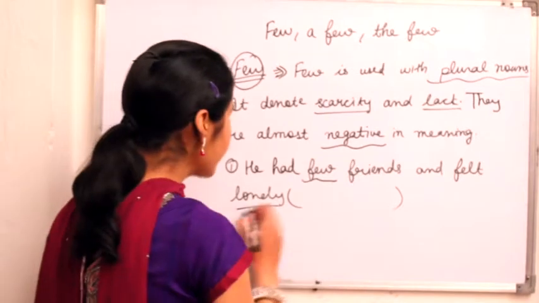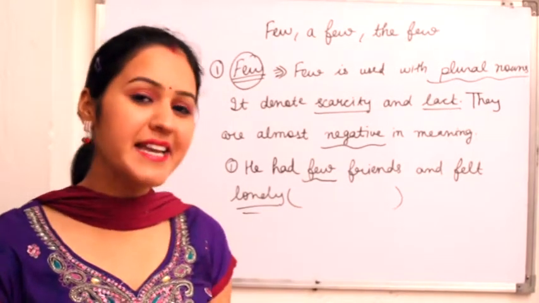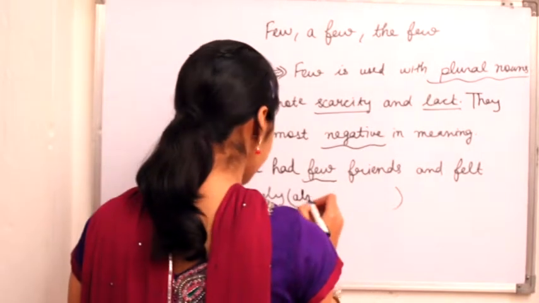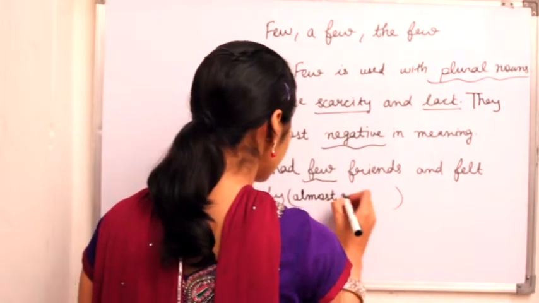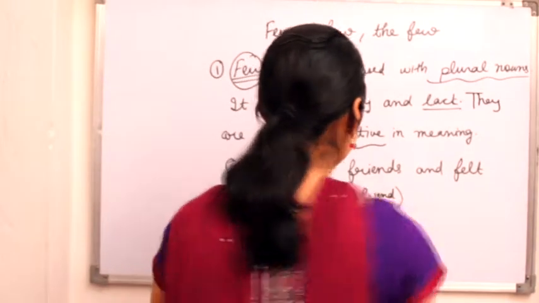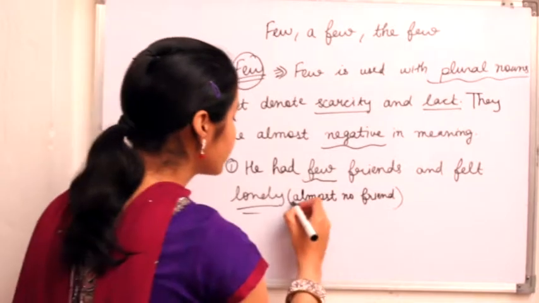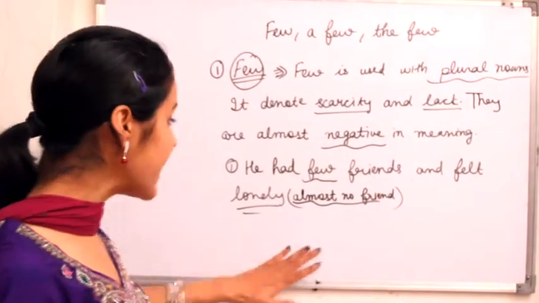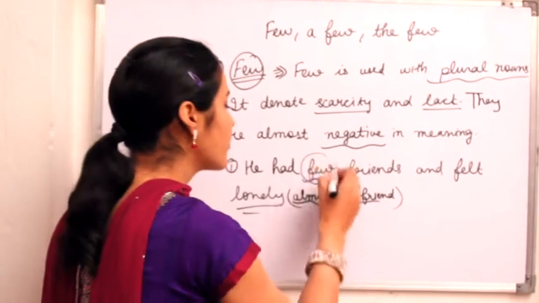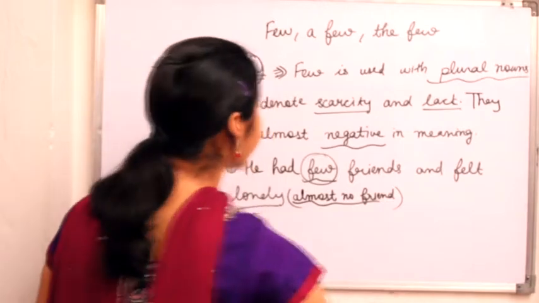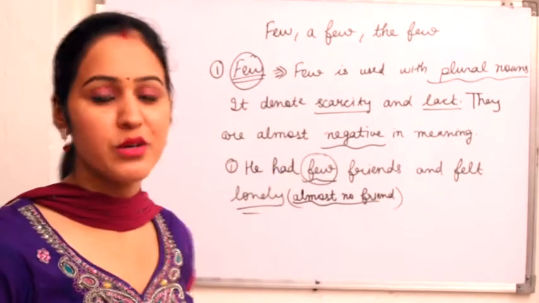So its reply must be in what? In negative form. So here it means almost no friend. So this is about he has almost no friend. That's why I use few here. Okay, so now I explain to you about a few.